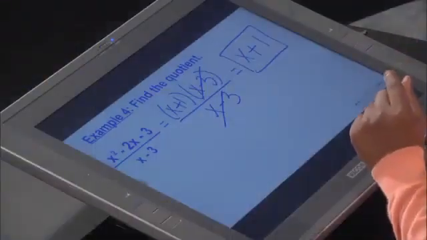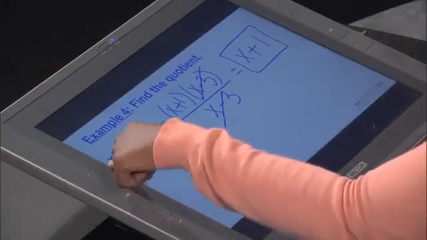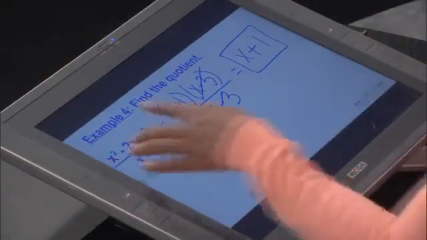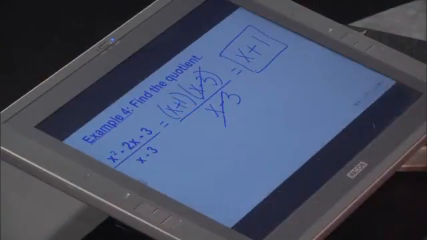So with these kind of problems, the part that's going to probably take you a little bit of work is just factoring the numerator. And after you factor your numerator, it's kind of smooth sailing from there. You just cross out the common factors. Let's try the next one.